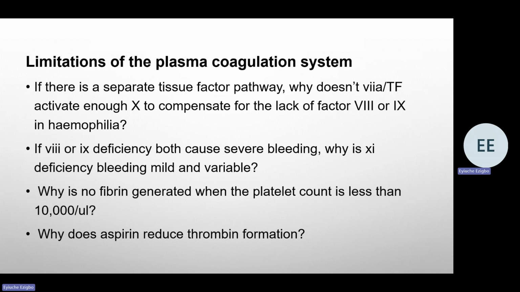Also, we ask: if factor 8 or factor 9 deficiency both cause severe bleeding as in hemophilia A or B, why is factor 11 deficiency bleeding mild and variable? Why is there no fibrin generation when the platelet count is less than 10,000? Why does aspirin reduce thrombin formation? So these are some of the questions we are not able to explain using the plasma-based coagulation pathway.